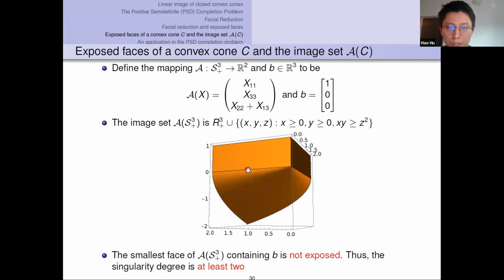But I think if B is here, then this face is exposed, then the singularity degree would be 1. Oh, it would be 0 or 1. So actually, it depends on both the linear image and the B. It depends on where B is. So that's what you said. It depends on the minimal face containing B. It's not about a particular face. What is relevant is the minimum face containing B.